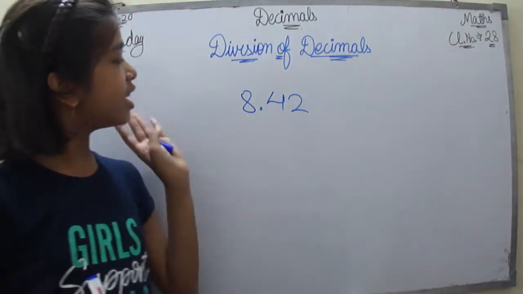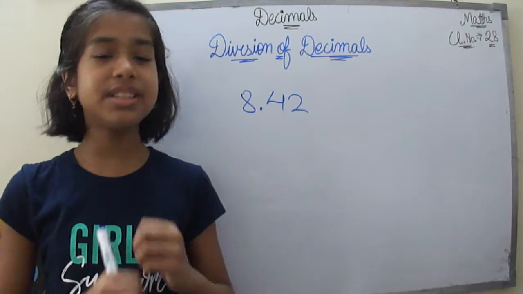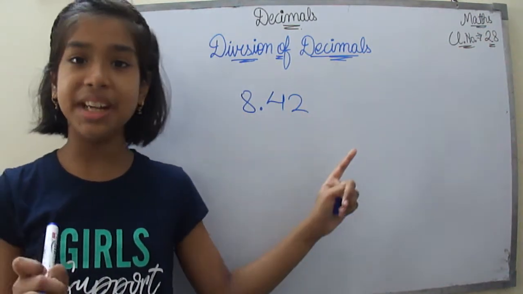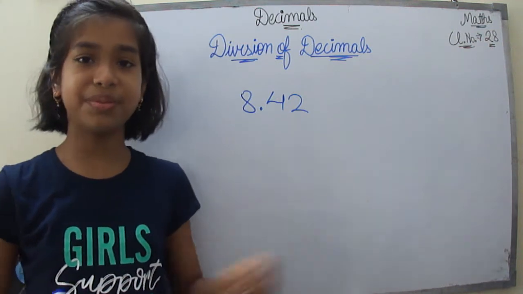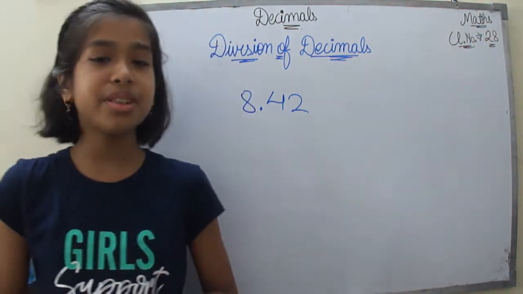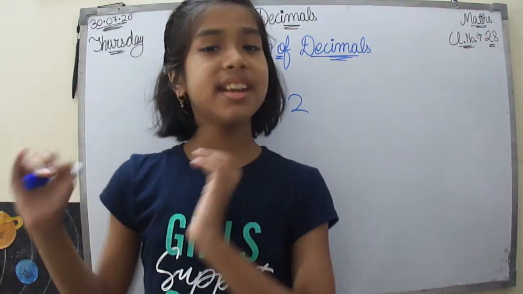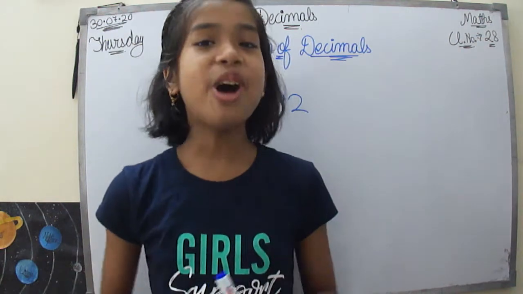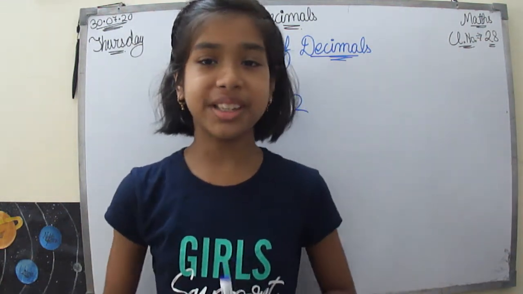So this is an example of a terminating decimal in which the decimal places end. As you can see, there is nothing after this 2. So these were the two types of decimal numbers, the terminating decimal number and the recurring decimal number. Now let's move on to the division of decimal numbers.